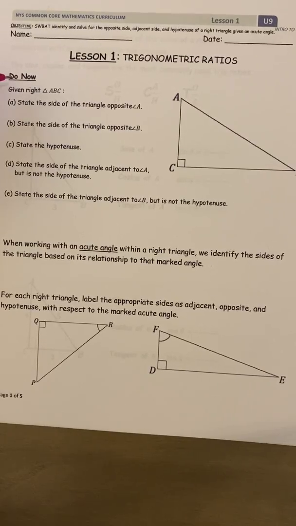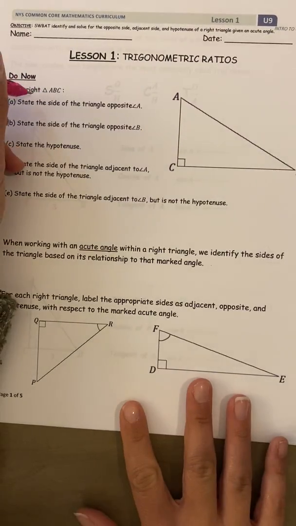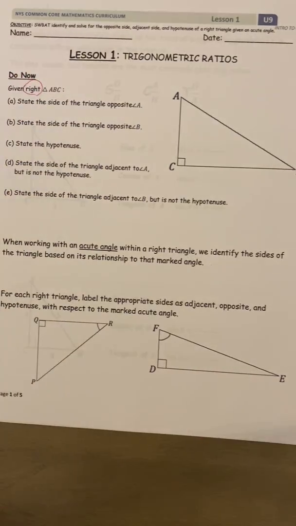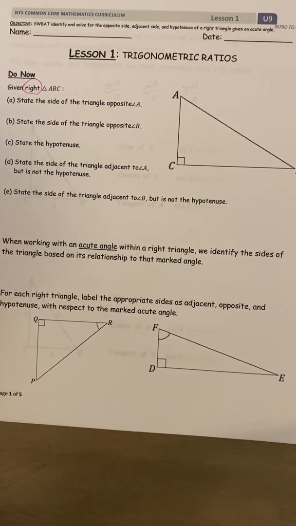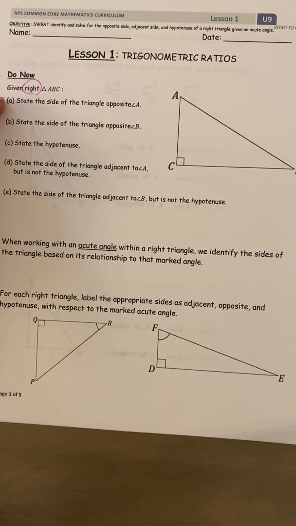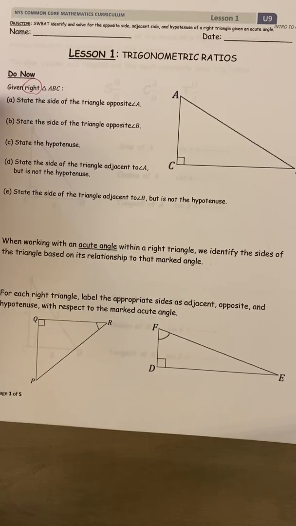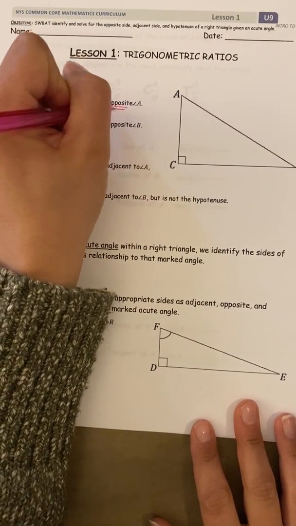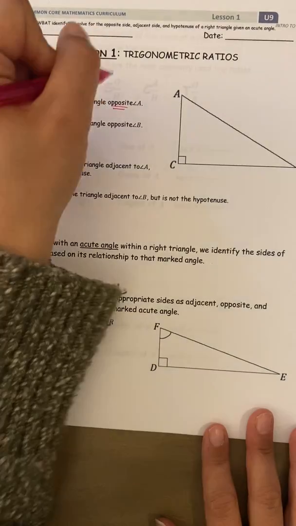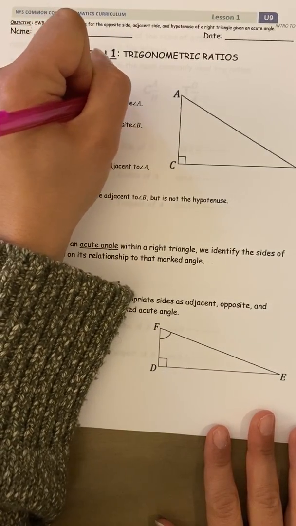So for your do now, it says given right triangle ABC. I'd like to point out that all of the triangles that we do in the trigonometry unit are going to be right triangles, okay? You can't really do trigonometry without right triangles, especially at your level. All right, so it says state the side of the triangle that's opposite of angle A. So what I want you guys to realize is anytime we use the word opposite, we're talking about across.